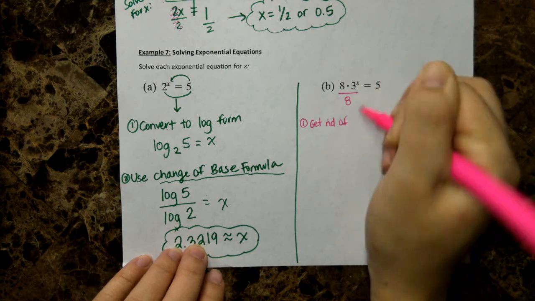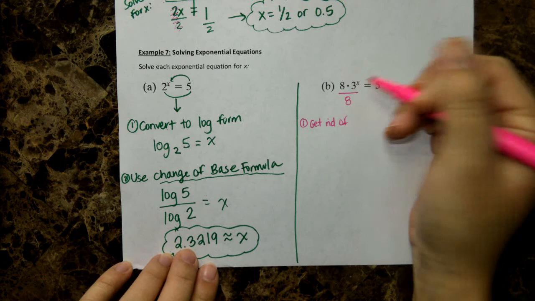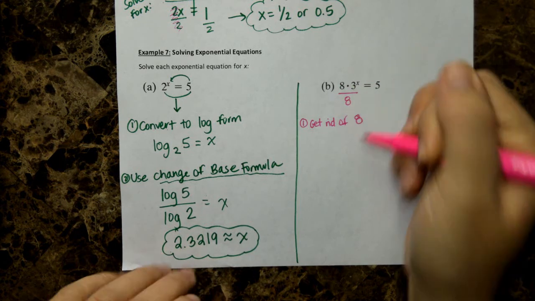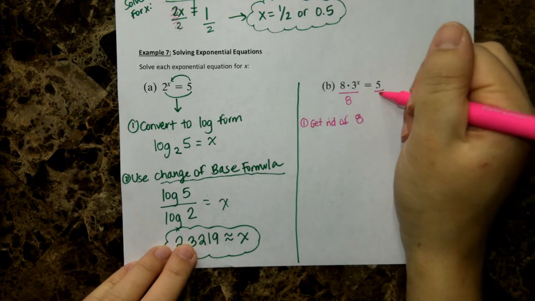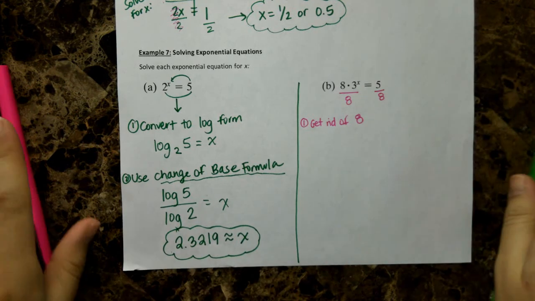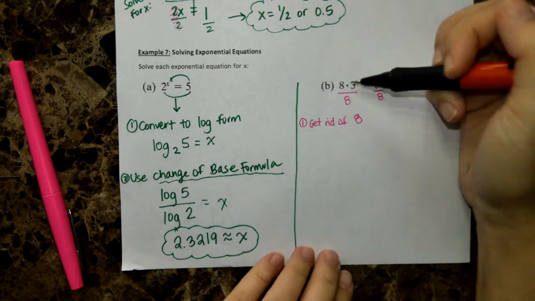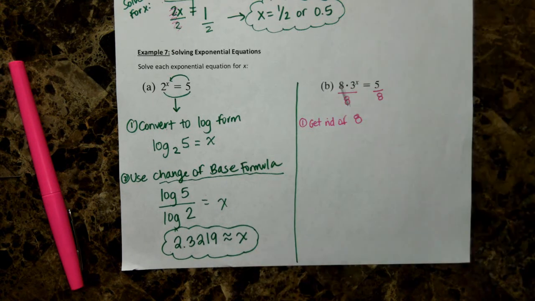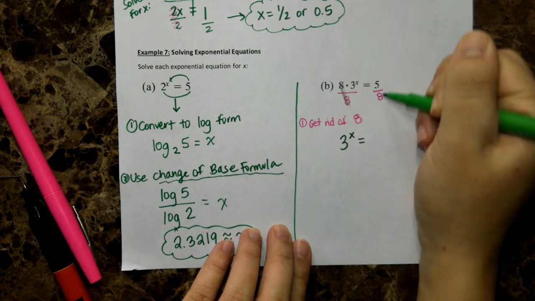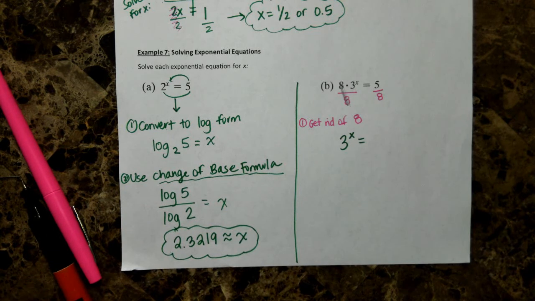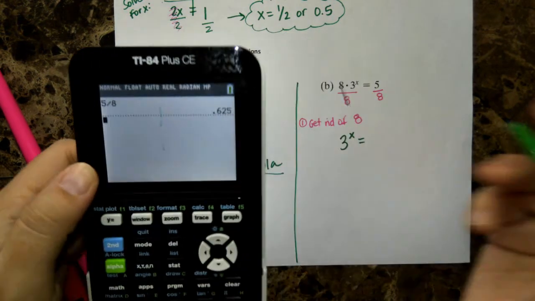Get rid of anything outside of the base, which is 3, so we want to get rid of the 8. And the way we do that is we divide by 8. I also have to divide by 8 on the right-hand side as well. That's going to give me 8 divided by 8, which is just 1 whole, so those will cancel out. I'm just left with 3 to the x power equals 5 divided by 8, which you can leave as a fraction, or you can write it as a decimal, up to you.